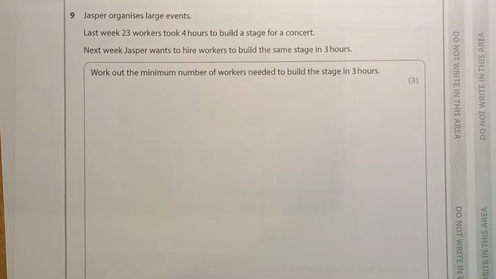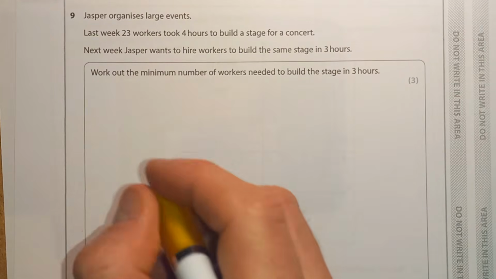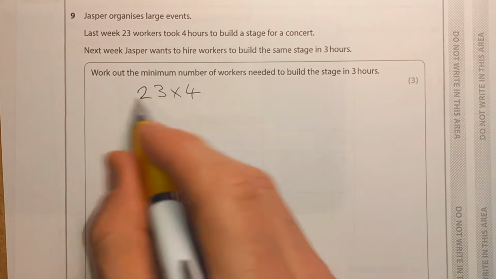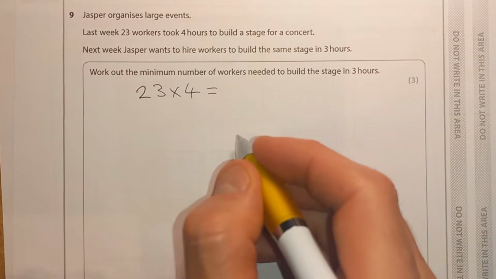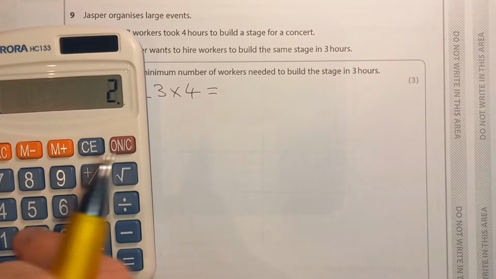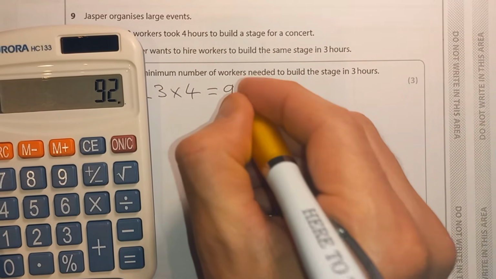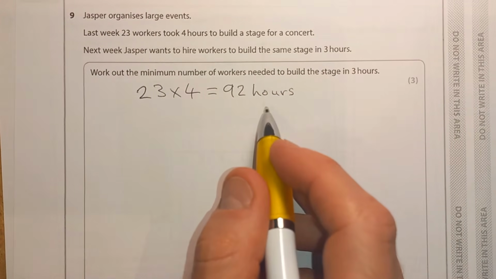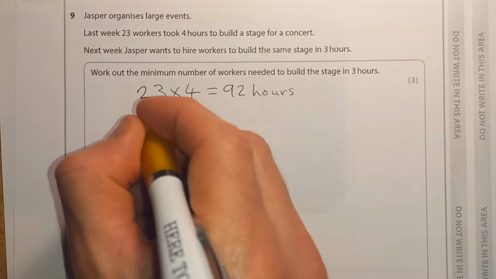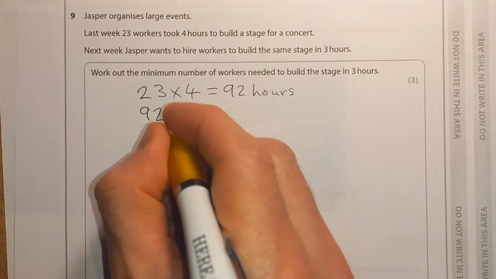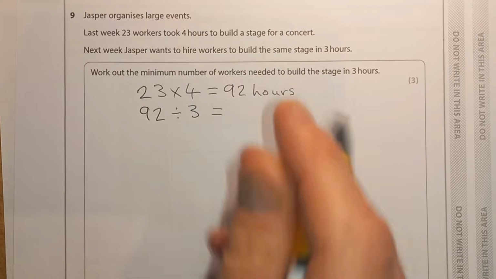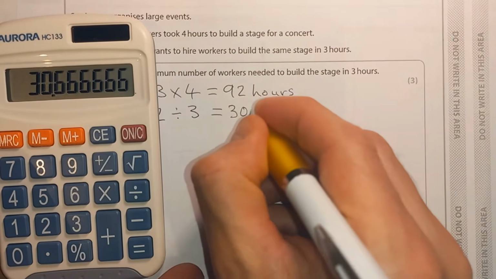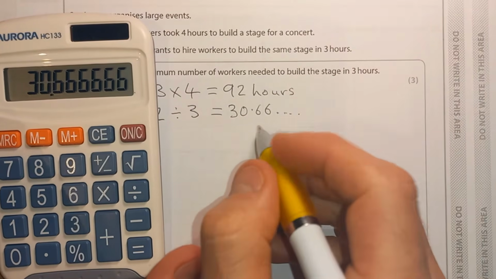Right, so let's think, how many hours of work are there in total? Well, if 23 workers were working for 4 hours, so all 23 of them work for those 4 hours, that means we've got a total of 92 hours. That's how much work needs to be done. If we want it all done in 3 hours, we can say 92 divided by 3 gives us 30.66, and so on.